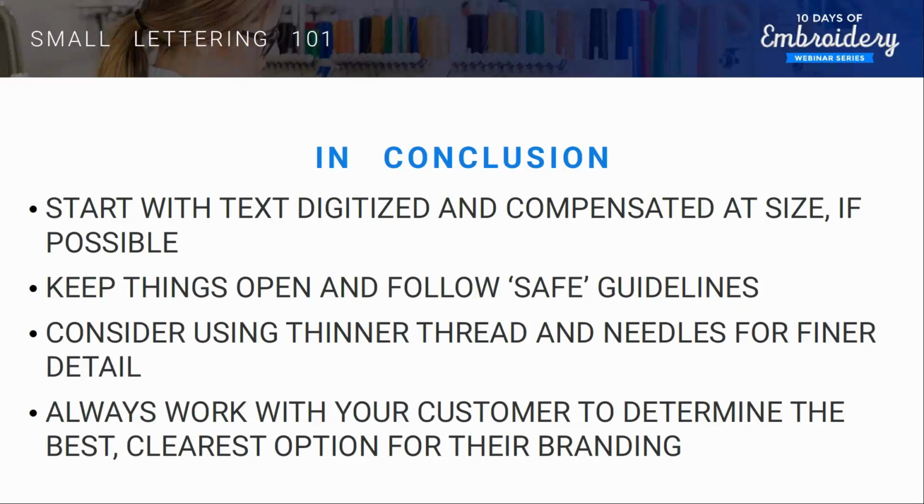But you don't have to start big. You can start with your top 5 colors. Keep a couple needles per head set up and get your tensions right and get it running correctly on small thread, and then you don't have to mess with it all the time. So think about that when you start out. Keep a couple needles working or even one needle set up on that 60-weight thread and just keep your top 5 colors. And always work with your customer to determine the best, clearest option for their branding.